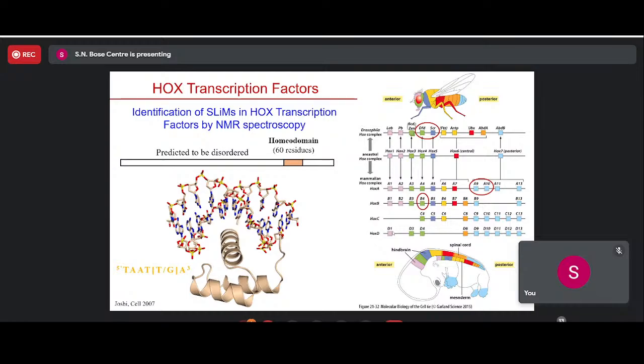Only 60 residues are folded, which binds DNA. So structurally, it looks like this. And the remaining part is disordered.